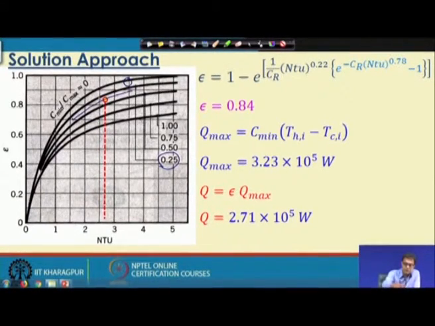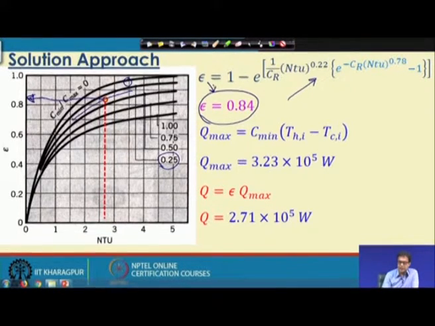Here the corresponding value we can see will be about 0.82, 83 or 84. This is obviously an approximate value we obtain from the graph, whereas if we put directly in this relation the value of NTU and CR, we will directly obtain the epsilon.